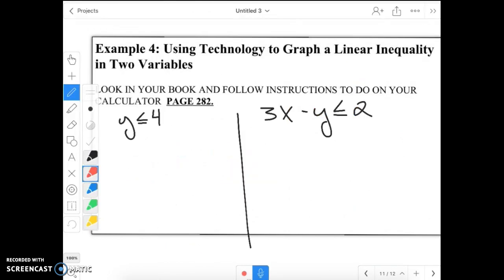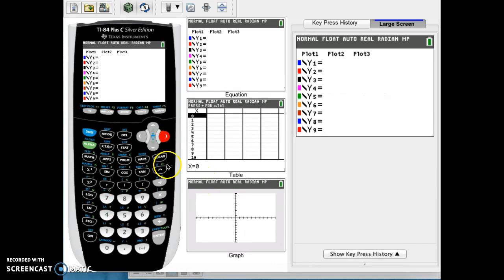All right, now I'm going to try something a little different here. I'm going to try to show you guys how to do this on a calculator. So I have my y equals menu. You just hit that y equals button. And I just want to graph y is less than 4. So I have 4. Now I can hit enter and that can give me a flat line over at 4.